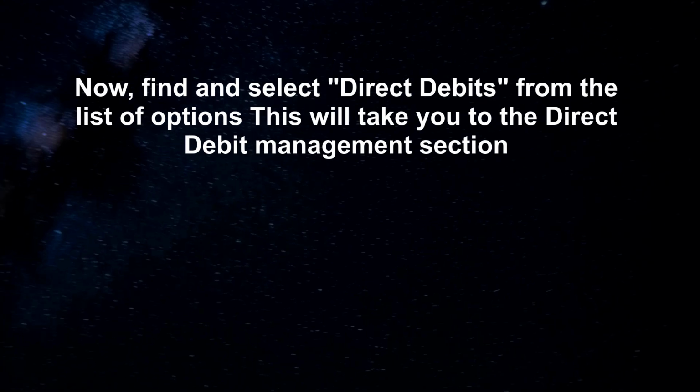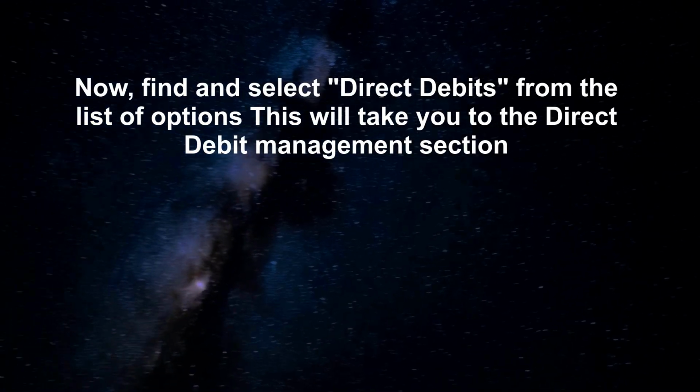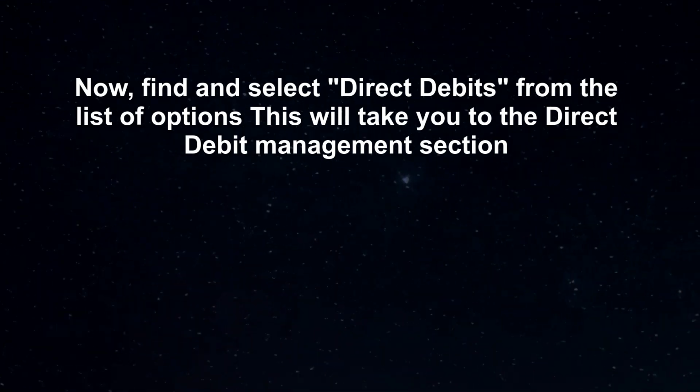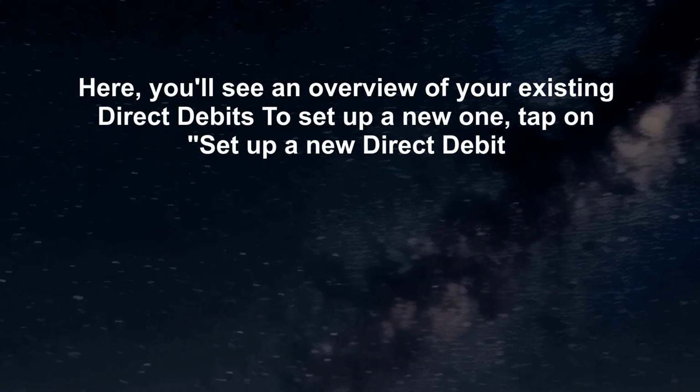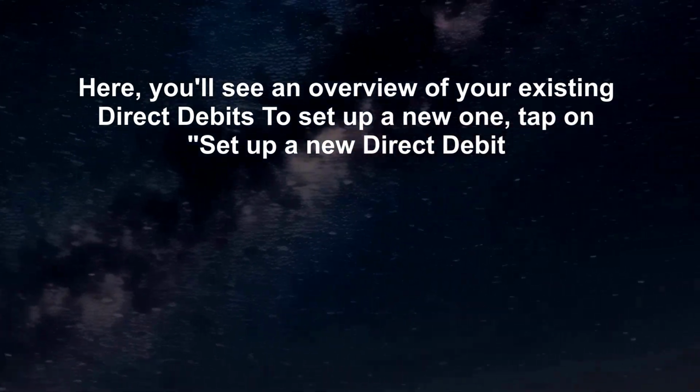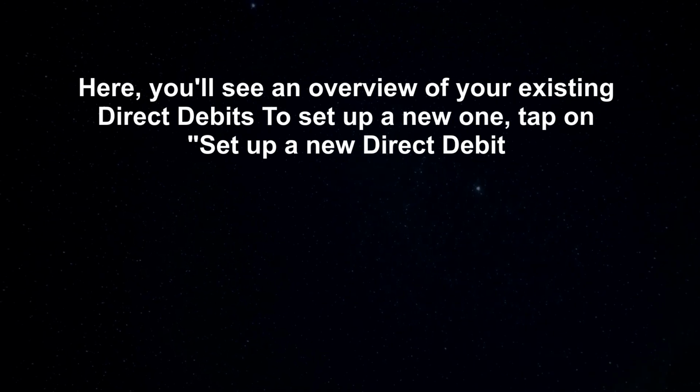Now, find and select Direct Debits from the list of options. This will take you to the Direct Debit Management section. Here, you'll see an overview of your existing direct debits. To set up a new one, tap on Set Up a New Direct Debit.